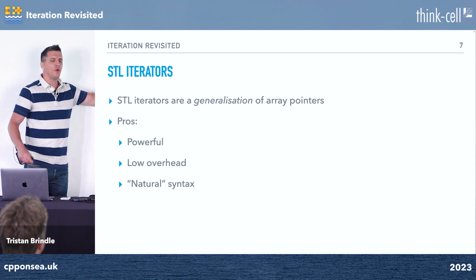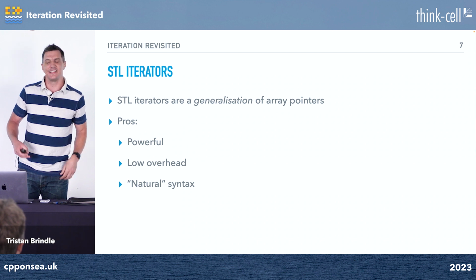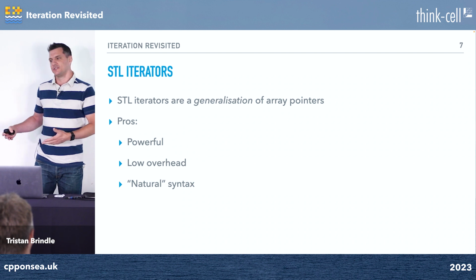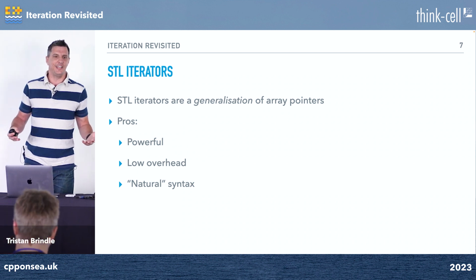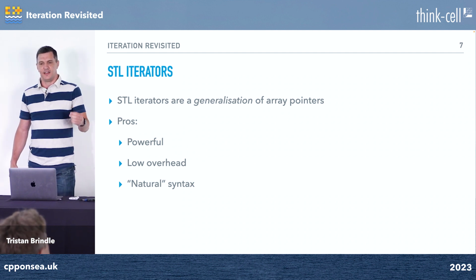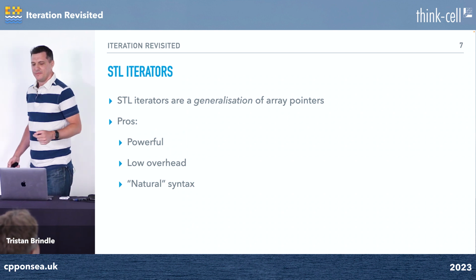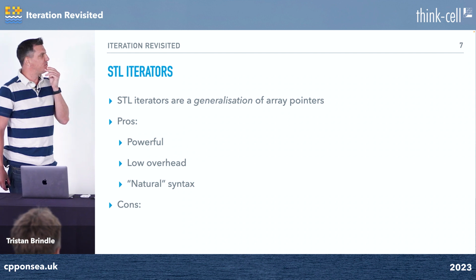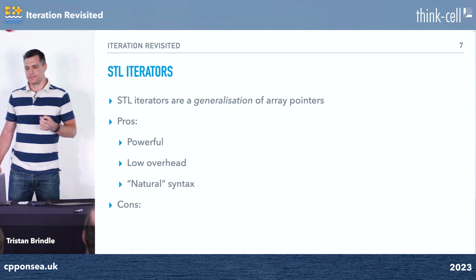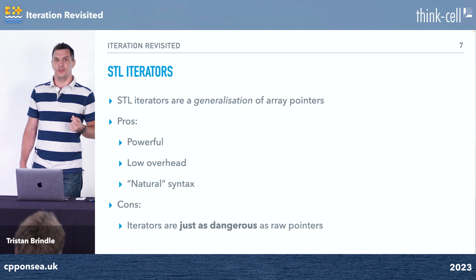This one's maybe a bit more arguable, but we have a natural syntax. A lot of people might say the iterator syntax isn't great, but it is based on the language syntax of pointers, which we got to be familiar with anyway. So there's a kind of natural syntax for iterators. Again, maybe that one's arguable. But there's a fairly major con, a downside to iterators, and that is that iterators are just as dangerous as raw pointers.